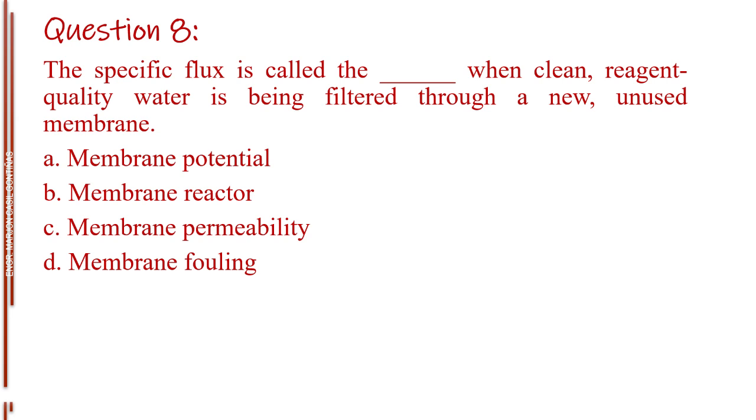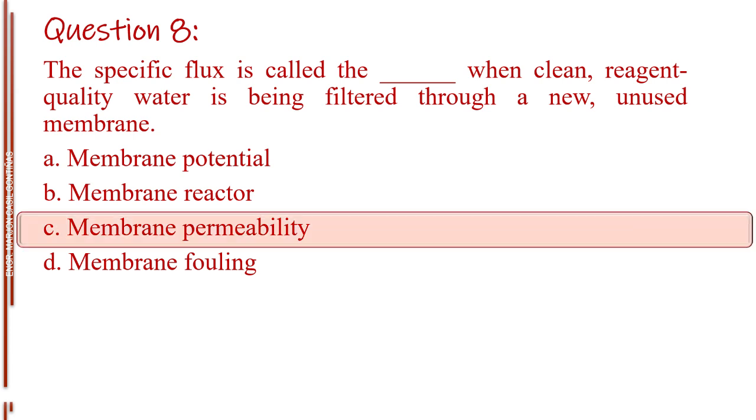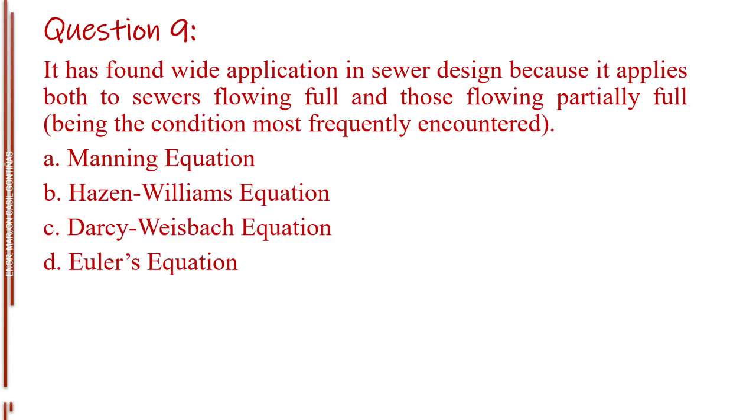Question number 8. The specific flux is called the blank when clean, reagent quality water is being filtered through a new and used membrane. Letter A, membrane potential. Letter B, membrane reactor. Letter C, membrane permeability. Letter D, membrane fouling. The answer is letter C, membrane permeability.